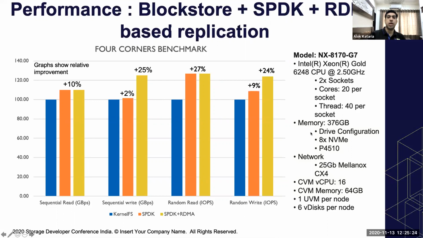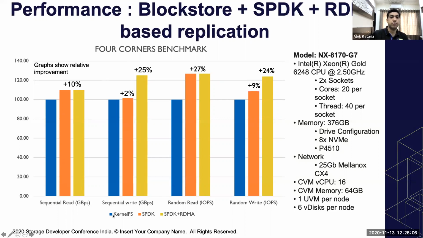All those workloads were run inside a CentOS 8 UVM, which had 6 vDisks which were exposed from our data storage fabric. On the physical side, we had 8 P4510 NVMes that were attached to each of the nodes. We ran a classic four corners benchmark that compares the sequential read, sequential write, random read, and random write performance. For sequential workloads, we are looking at the bandwidth numbers, which are in gigabytes per second. And for random workloads, we are looking at the IOPS improvements.